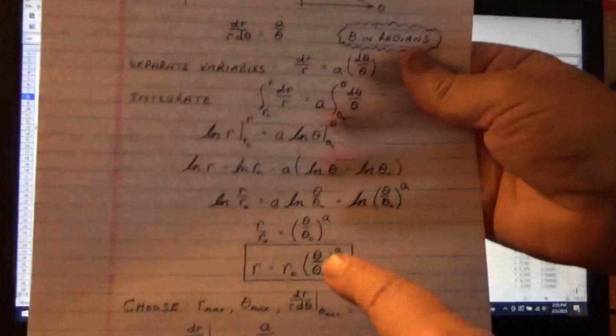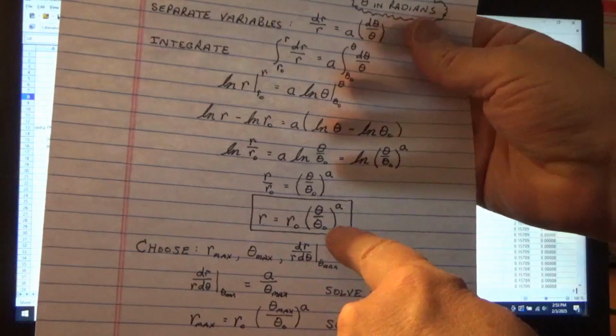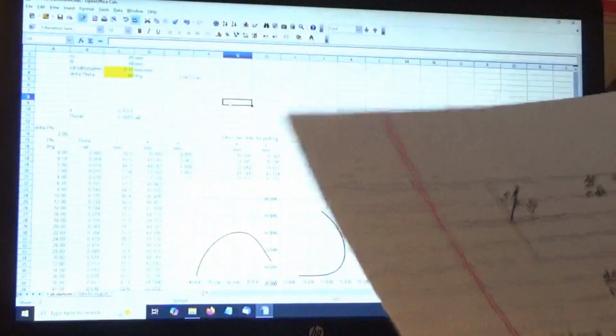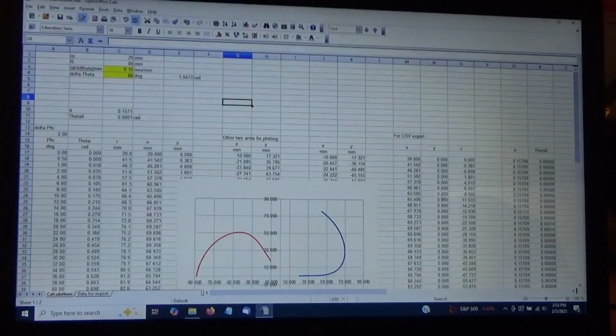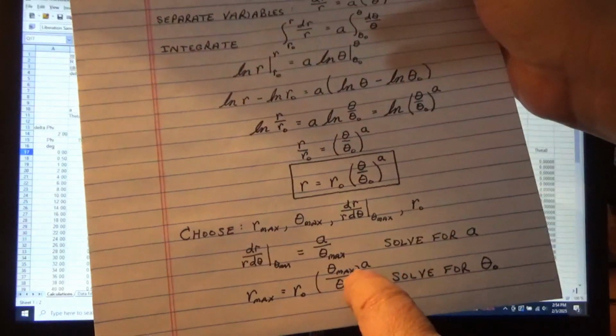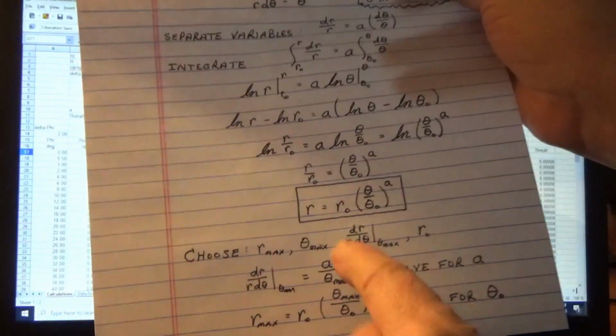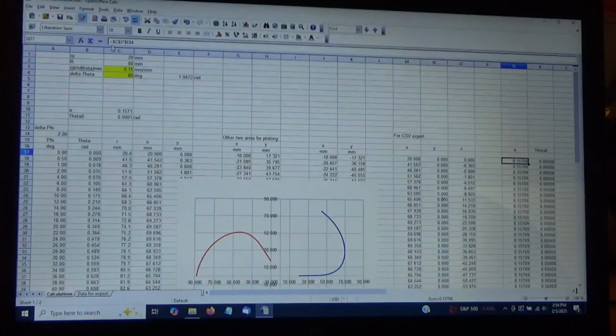So anyhow, we have to come up with these. Well, we picked R naught. We have to come up with A, and theta naught. So those are the two values we need. And what I do is I pick them over here on this side. And we see that to solve for A, all we have to do is take this initial slope and multiply it by theta max, and we get our A. So that's what I've got here. There's our slope, C3, times theta max in radians, and then I've got an estimate for A.